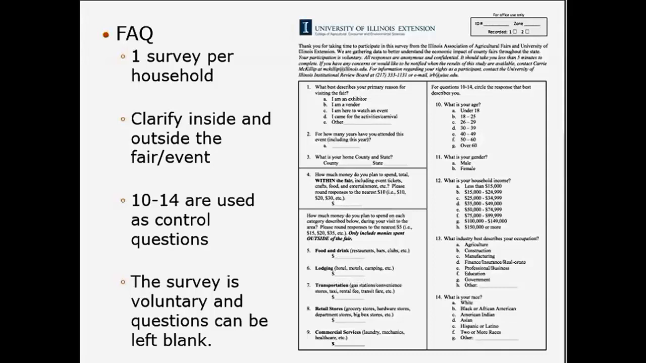In some of our fairs, we anticipate, especially on the borders down around St. Louis and Chicago and other things like that, we expect attendees to come from outside of the state, which brings a different economic impact to the state of Illinois. So that's why we asked that question. And so, again, that's just what's your home county and state.